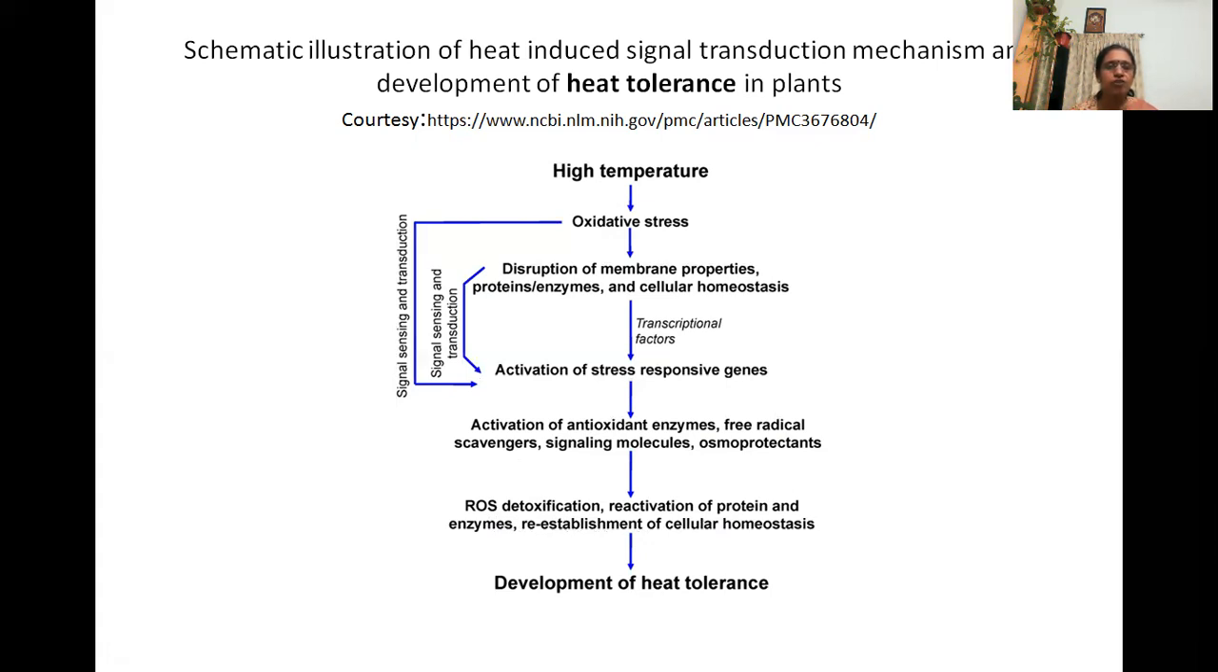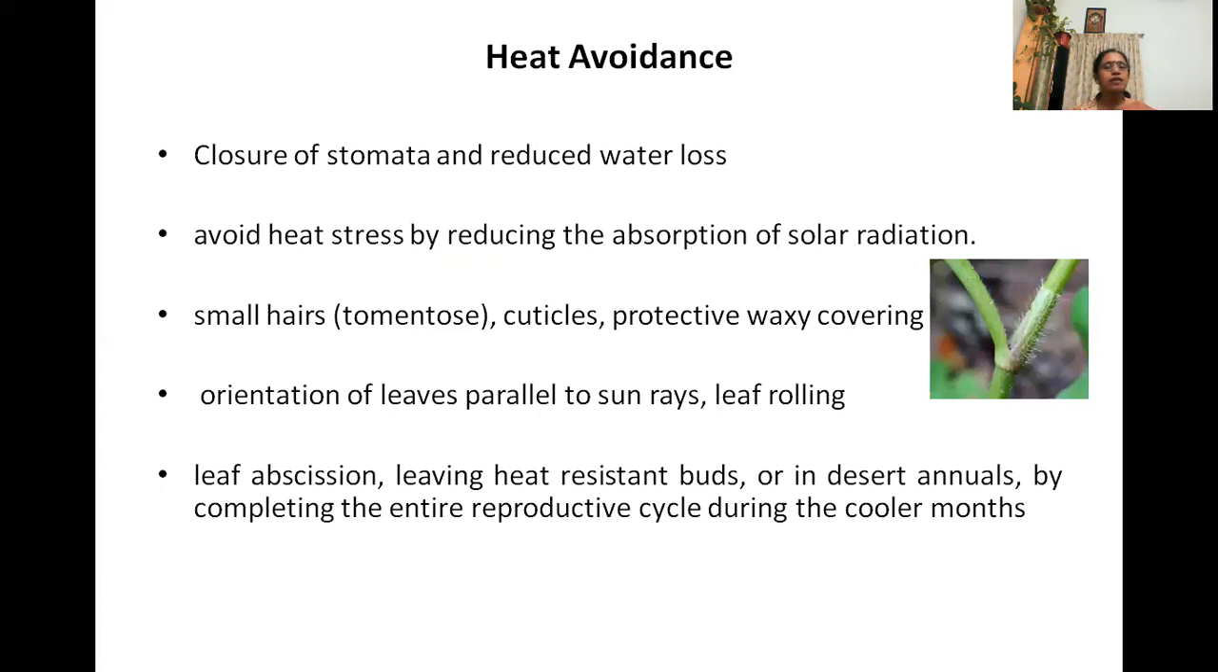So there are plants which are resistant to heat, and it can be developed by exposure to high temperature for a short period of time when they are in the young condition. And another thing is heat avoidance. There are plants which avoid heat. How does it avoid heat? There are many mechanisms by which plants avoid heat.